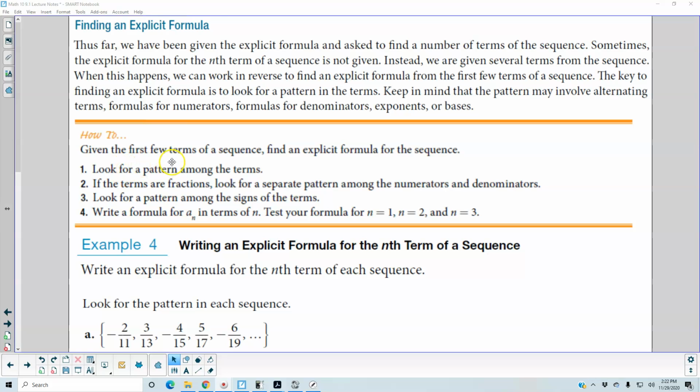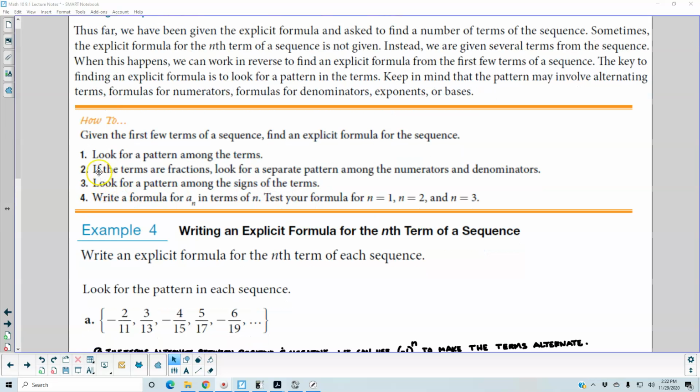Now, given the first few terms of a sequence, we want to be able to find an explicit formula for the sequence. Number one, look for a pattern among the terms. Number two, if the terms are fractions, look for a separate pattern among the numerators and denominators. Number three, look for a pattern among the signs of the terms. And then write a formula for a subscript n in terms of n. Then test your formula for n equals 1, n equals 2, and n equals 3.